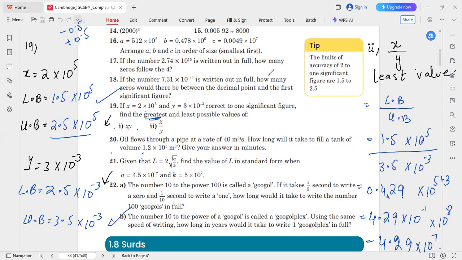So hopefully this is also clear. We have done the 19th part as well. So let's move on towards part number 20.